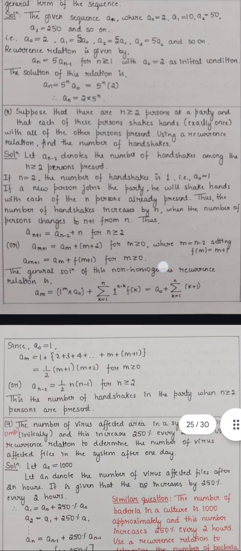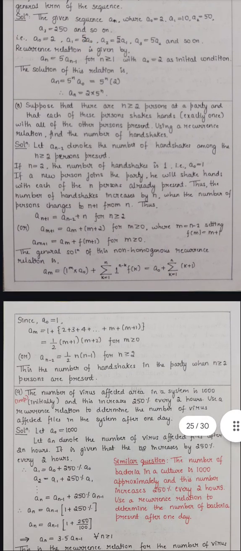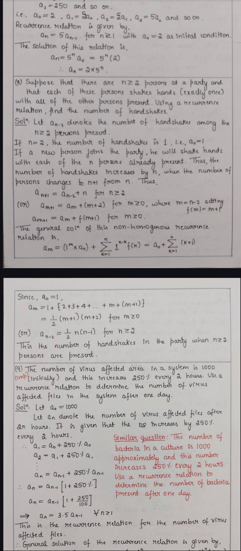Suppose that there are n greater than or equal to 2 persons at a party, and that each of these persons shakes hands exactly once with all of the other persons present. Using the recurrence relation, find the number of handshakes.